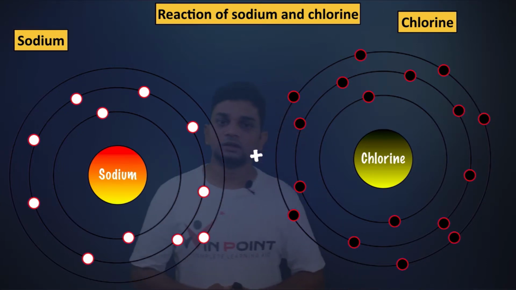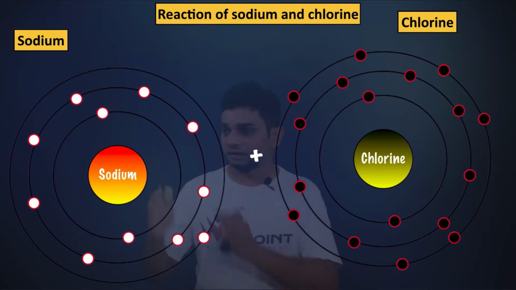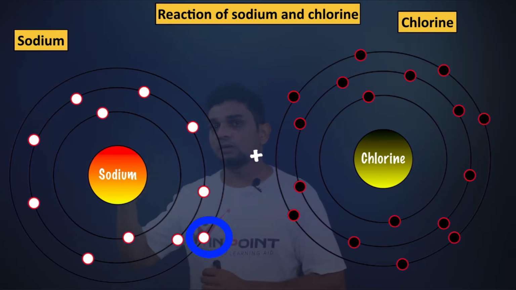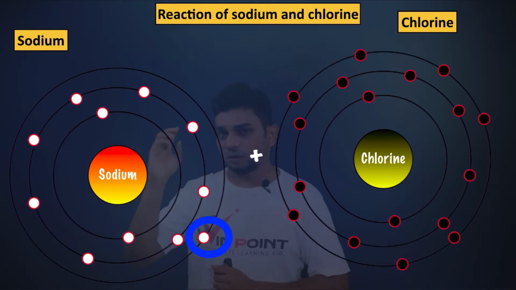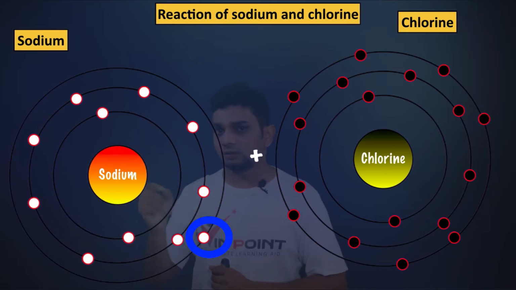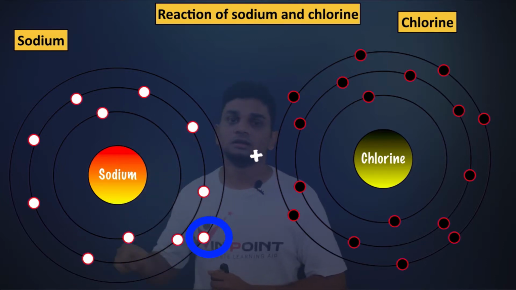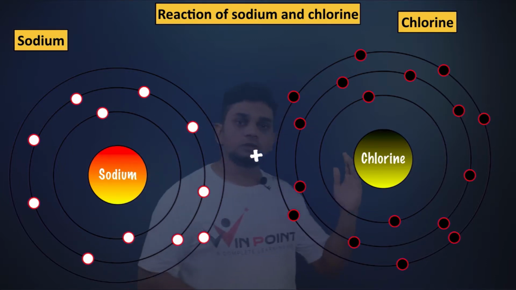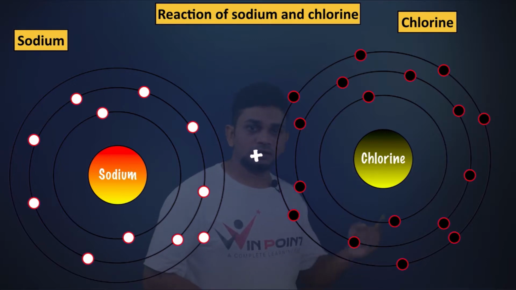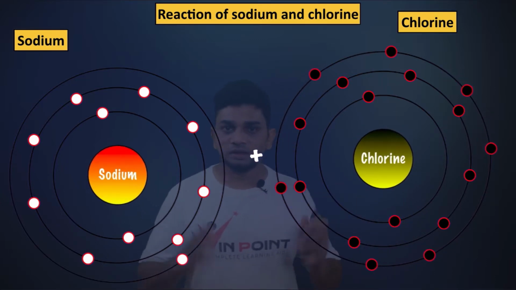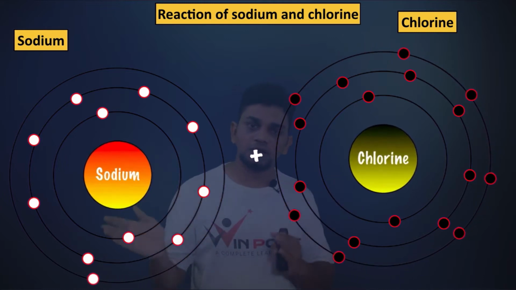First we need to draw the electronic structure of sodium. You can see the outermost shell has 1 electron and the configuration is 2,8,1. 2,8,1 means first shell 2 electrons, second shell 8 electrons, third shell 1 electron. In the case of chlorine, first shell 2 electrons, the configuration is 2,8,7. So first shell 2 electrons, second shell 8 electrons, last shell 7 electrons. So it is the atomic model of sodium and chlorine.